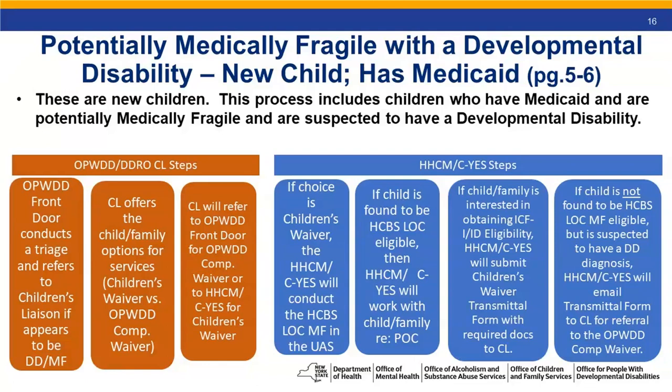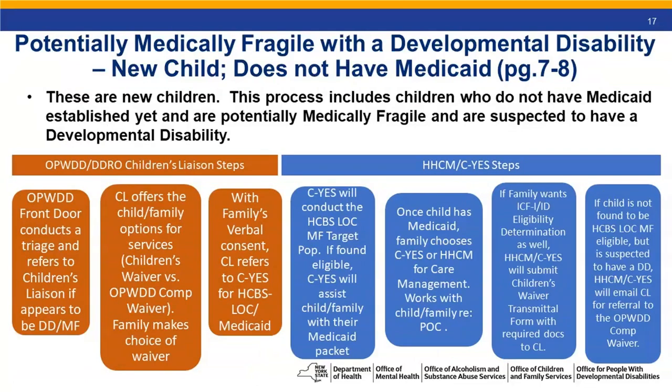All right, so the next slide displays, these are new children. The scenario is new children, potentially medically fragile with a developmental disability, again, both of them are possibilities, and the child does not have Medicaid. So it's very similar to the previous slide, except the child does not have Medicaid established yet.